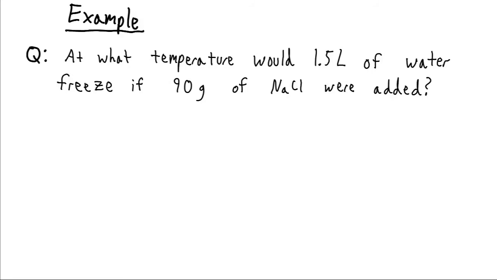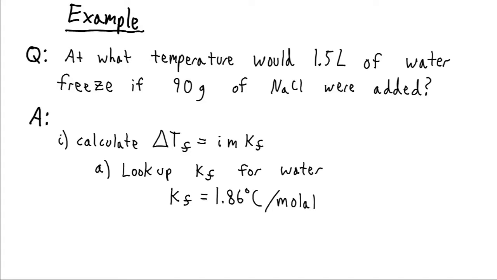Let's say that we go ahead and add 90 grams of sodium chloride to 1.5 liters of water. How is that going to affect the freezing point? First thing we're going to need to do to use our freezing point depression equation is start finding some of these constants. So if we look up the freezing point constant, Kf, for water, we'll find that that's 1.86 degrees Celsius per molal. A molal is a unit of molality. Those units of moles of solute over kilograms of solvent that we're going to use instead of molarity for these problems.